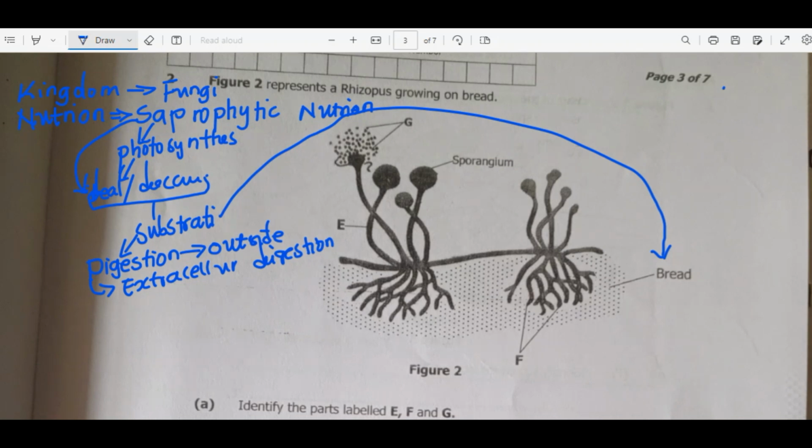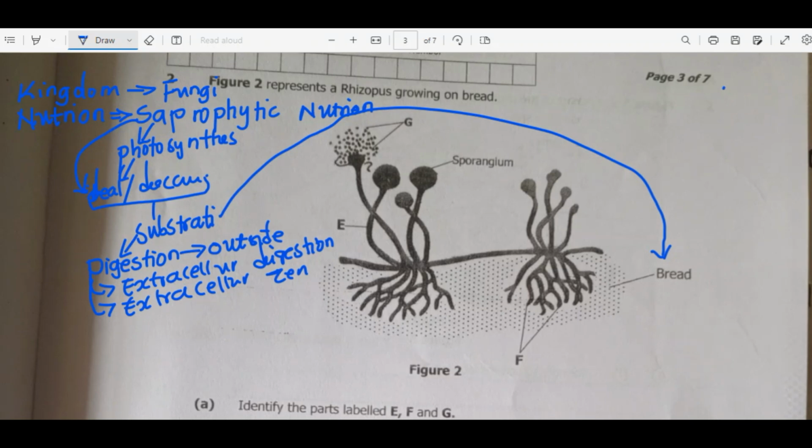Then if this digestion is called extracellular digestion, what do we call the enzymes that carry out this type of digestion? The enzymes are known as extracellular enzymes. The word extracellular means outside. Then apart from having some ideas about the digestion, the other thing that we can look at is reproduction.